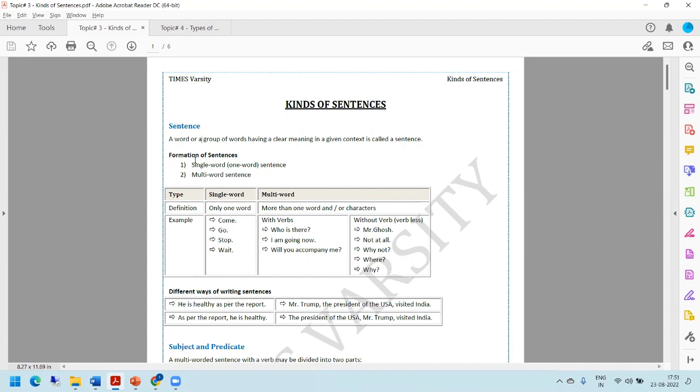That's why there is the formation of a sentence. It may be a single word sentence or a multiple word sentence.